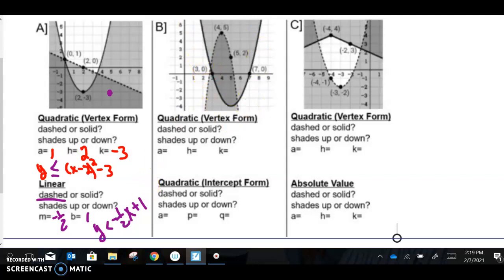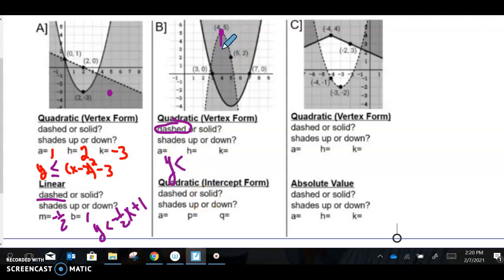Here we have a quadratic and an upside down quadratic. So this upside down one, I'm going to use vertex form because I know the vertex of it. It's 4, 5. Okay, that one's a dashed line. So I know I'm going to use y either less than or greater than. And it looks like since I shaded underneath it, it is going to be less than.